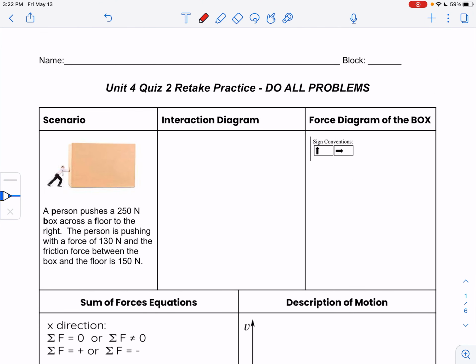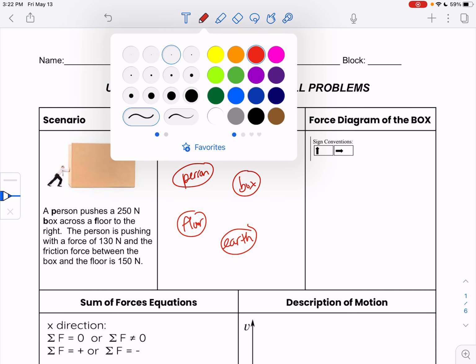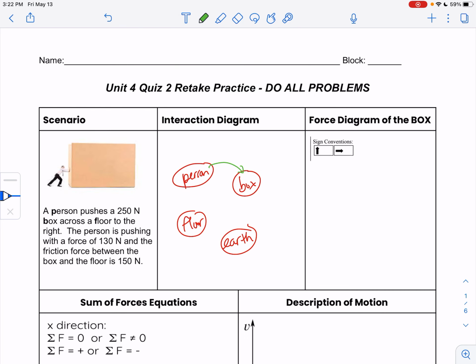Okay, here's an example. A person pushes a 250 Newton box across the floor to the right. The person is pushing with a force of 130 newtons, and the friction force between the box and the floor is 150 newtons. Okay, so we've got person, box, floor, and earth. All right, and then the person is pushing the box, so that's normal.